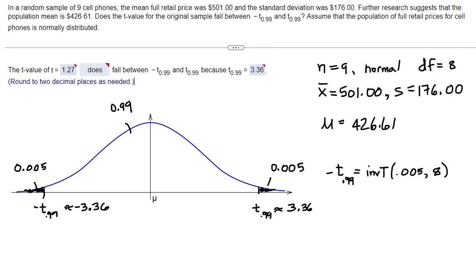The mean of a z or a t distribution is 0, so 1.27 is about here. And the question says, does the t-value of 1.27 fall between minus 3.36 and positive 3.36? And I would say, yes, it does.